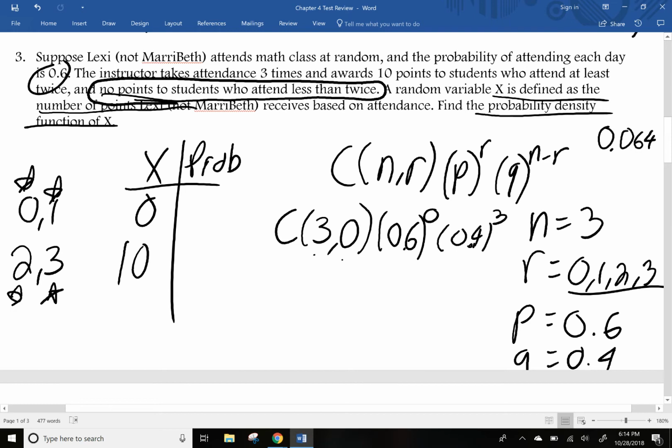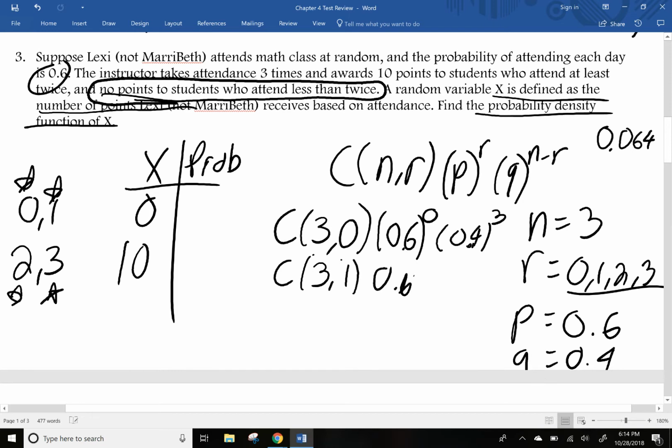Now, if I want to find the probability that Lexi goes to class once, then I'm going to change my R to 1. So that'd be now 0.6 to the first power, 0.4 to the new n minus r. 3 minus 1 is 2, so the exponent there is 2. And I'm just going to go back in and type that in my calculator. So when I type that in my calculator, we get 0.288.